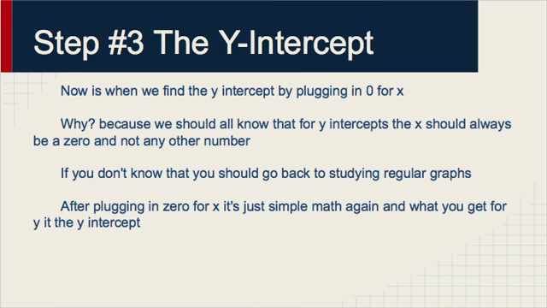Step 3. The y-intercept. Now is when we find the y-intercept by plugging in 0 for x. Why? Because we should all know that for y-intercepts the x should always be 0 and not any other number. If you don't know that, you should probably go back to studying regular graphs. After plugging in 0 for x, it's just simple math again, and what you get for y is the y-intercept.